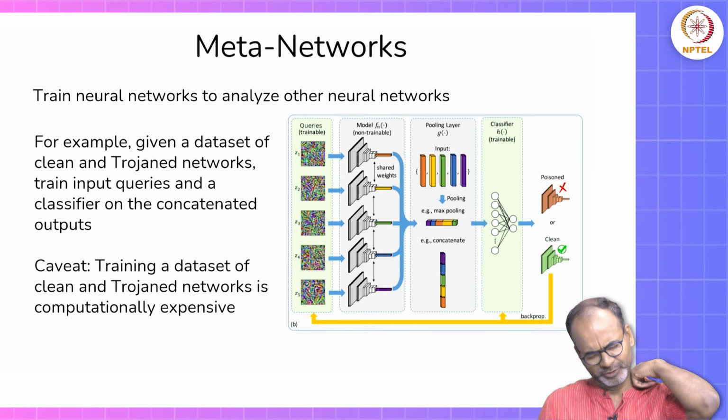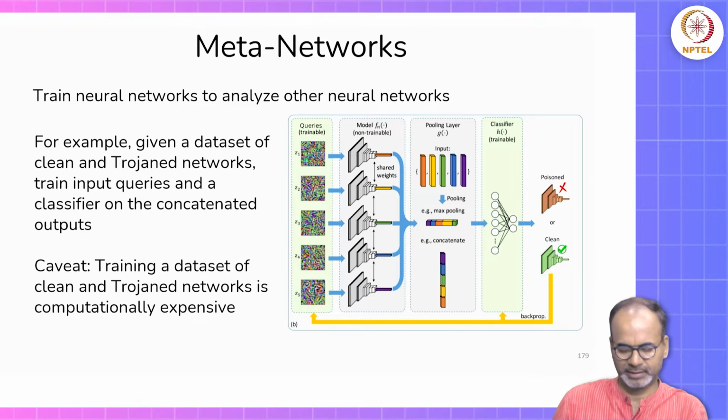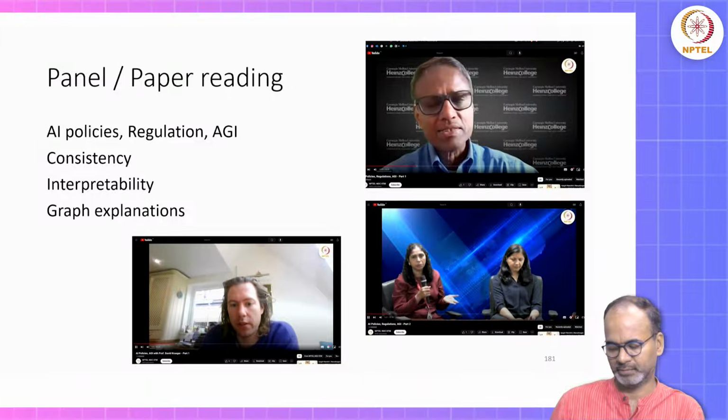Then we saw a method for meta networks, which creates another neural network to analyze Trojans. Once you have identified Trojans, can we create methods to remove the Trojans?